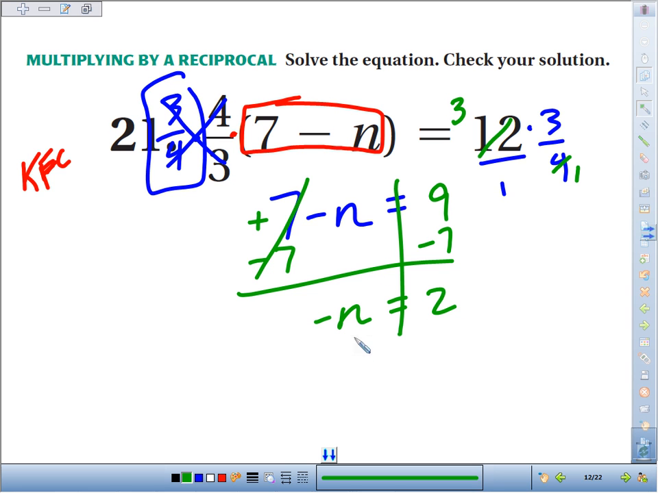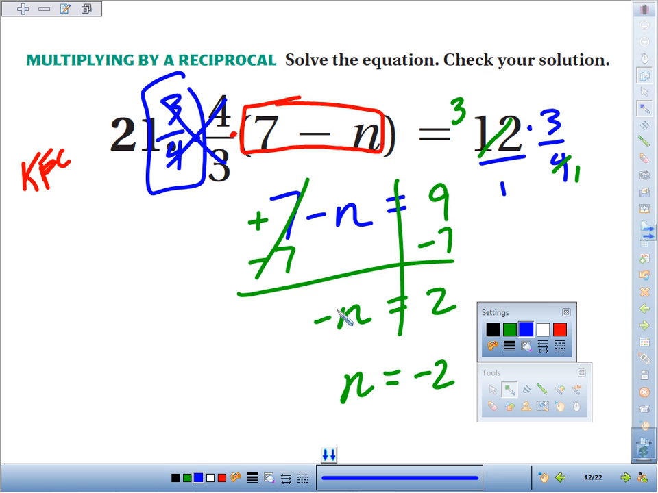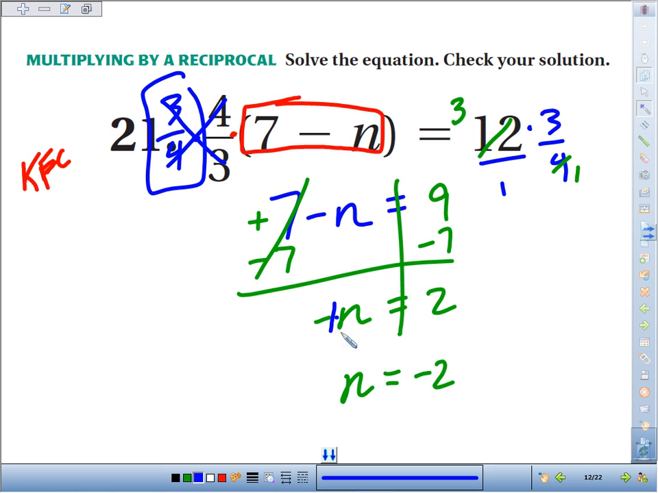And then we can think of it as a fence post step. I don't want negative n, I want positive n. So I want to flip this symbol, but if I flip this side, I need to flip this side. And really the in-between step there that we don't see is this is a negative 1n. So to get rid of a times negative 1, you divide by negative 1. The negative 1's cancel, you get the n by itself. 2 divided by negative 1, that's where you get that negative 2 from.